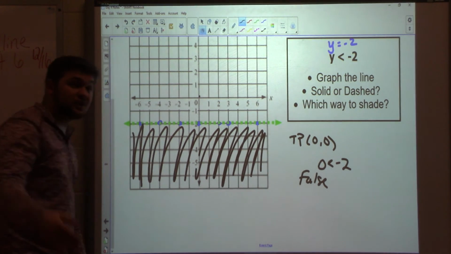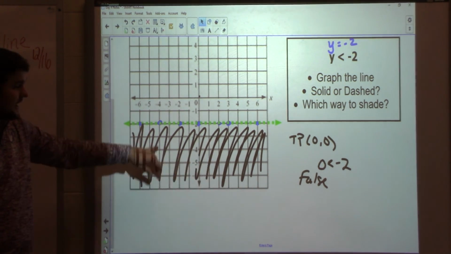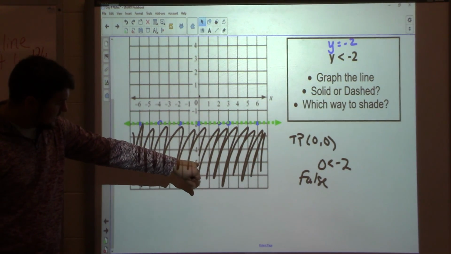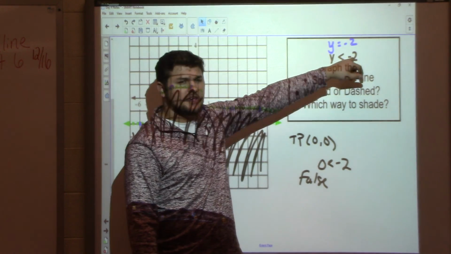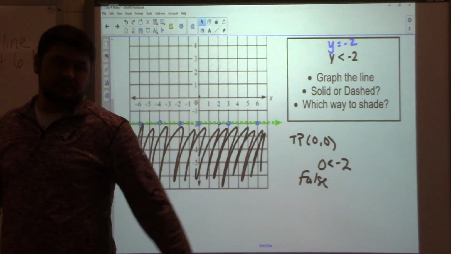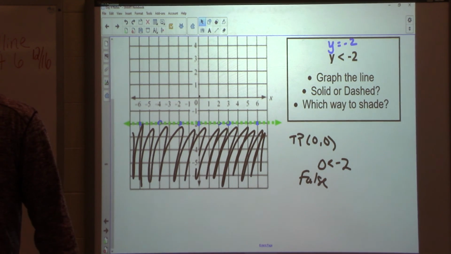Remember, if you're not sure if you shaded the right side, take a point in your shaded region. Take any point. Let's say 0, negative 5. Plug it in. Negative 5 less than negative 2. I know I'm good. Does that make sense? Alright, any questions? Anything at all?